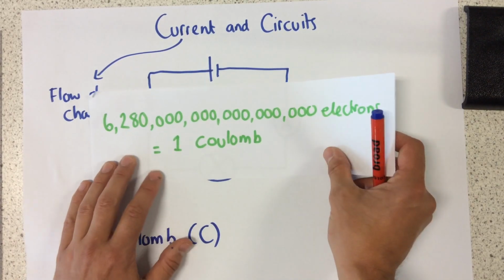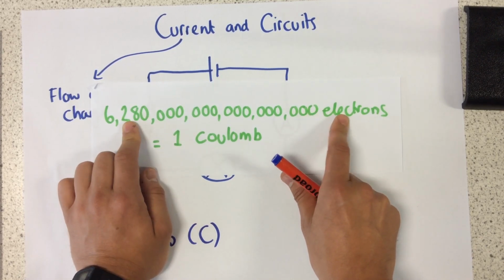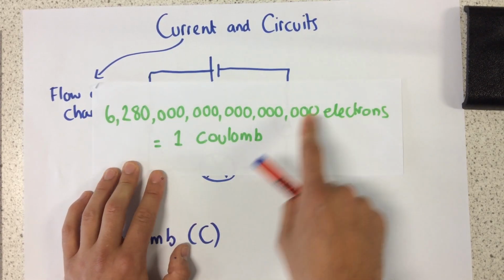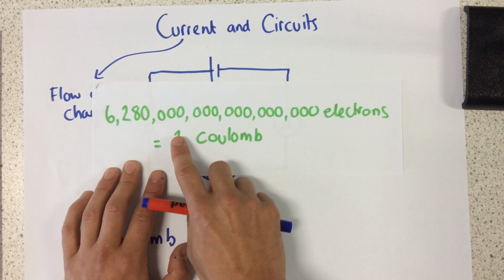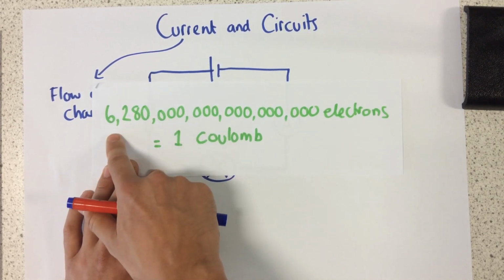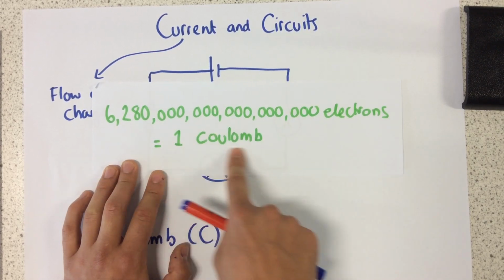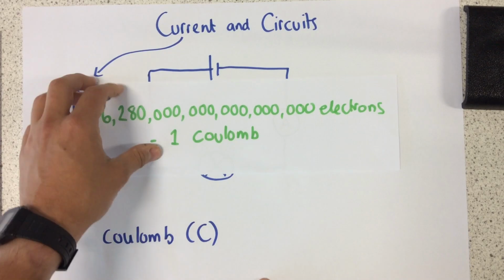Now, the reason why that's extremely difficult is there are so many electrons that will flow around. Electrons are absolutely tiny, and so literally billions of them will flow past the point in, let's say, a second. So that's why instead we use 1 coulomb. 6.28 times 10 to the 18 electrons, that many electrons is 1 coulomb. So that's why we use coulombs rather than electrons.